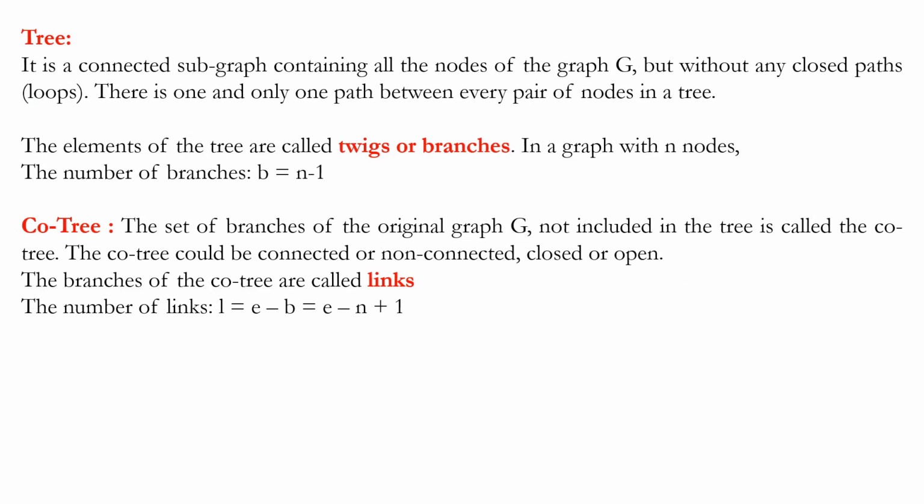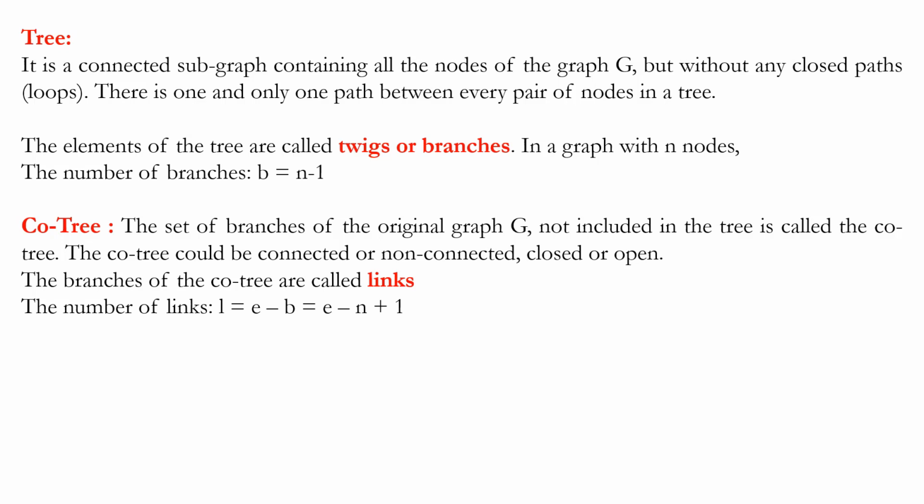Tree. It is a connected subgraph containing all nodes of the graph G but without any closed path. There is one and only one path between every pair of nodes in a tree. The elements of trees are called as twigs or branches. In a graph with n nodes, the number of branches is calculated by b equal to n minus 1.